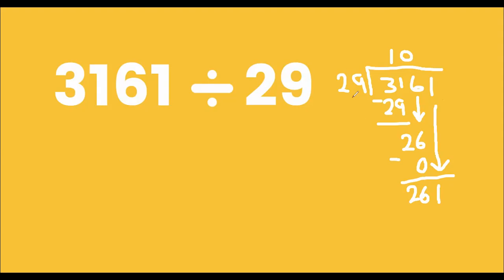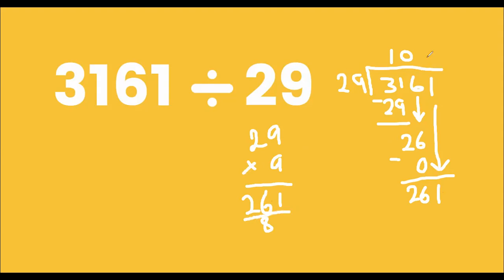Okay, getting harder. How many times does 29 go into 261? I know that 29 times 10 would be 290, so it's going to be less than that. So my prediction would be that it's 9. So what I'll do is just quickly check it on the side. 9 times 9 is 81. 2 times 9 is 18, plus the 8, 26. Okay, so 29 times 9 is 261.